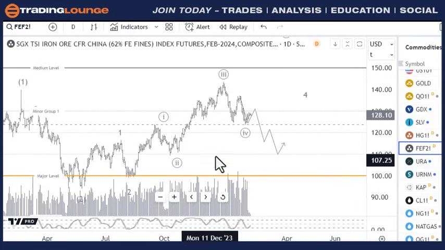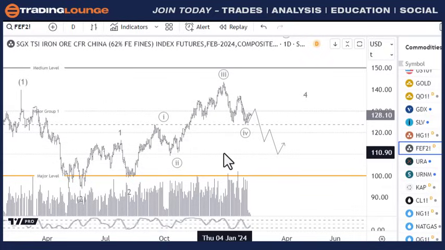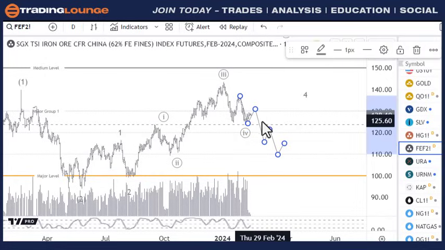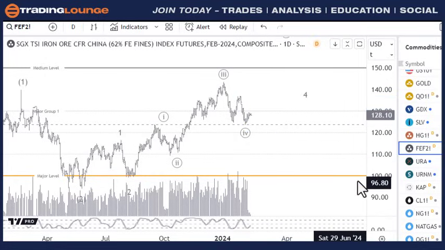So that really puts a spanner in the works, and we'll have to look at this as some other corrective configuration. But I don't want to go there just yet. I want to just see if this is going to hold up here. So we'll just continue to focus on that.